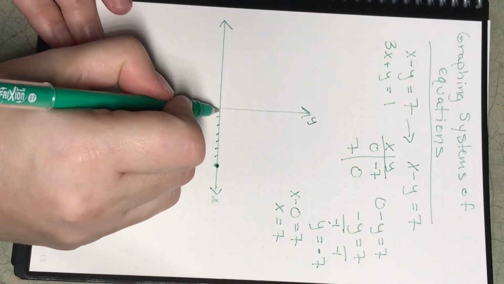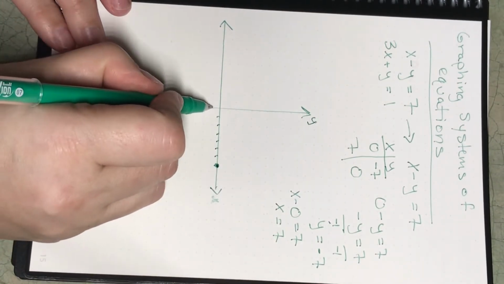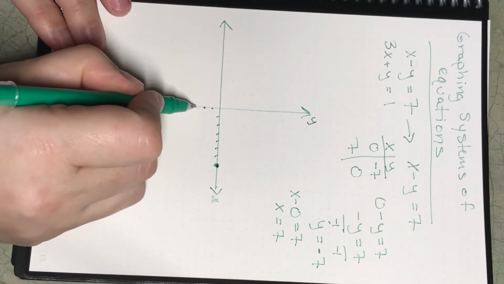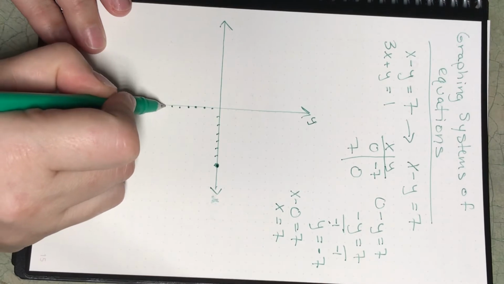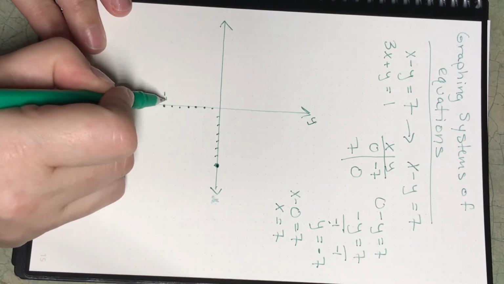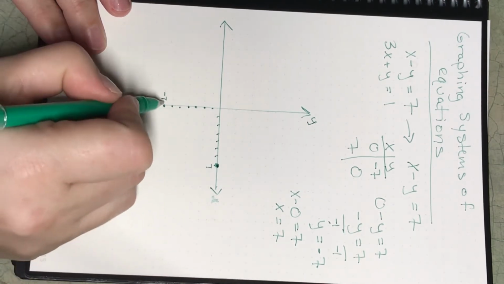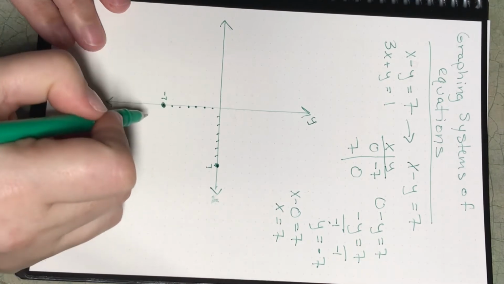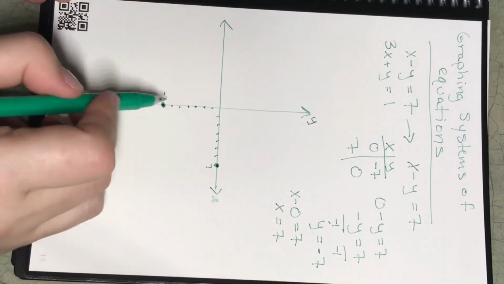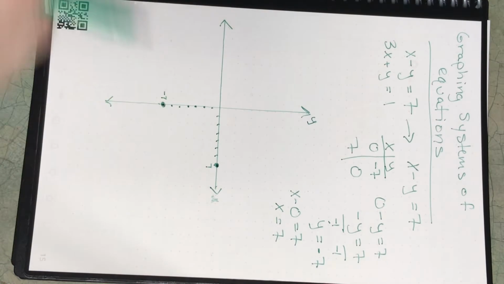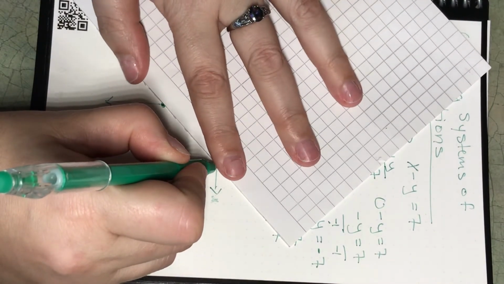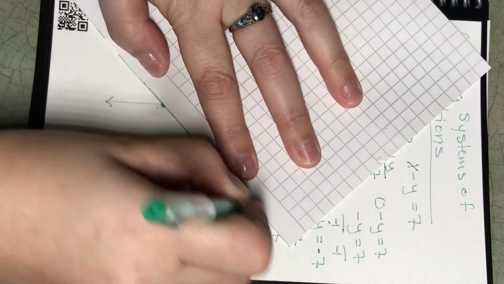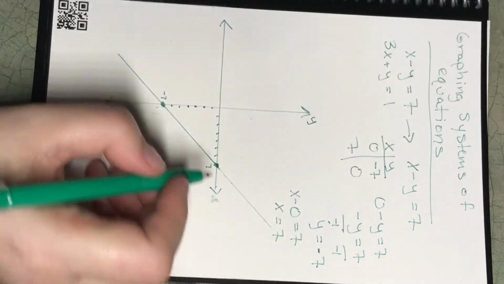And I also have a point at 0, 1, 2, 3, 4, 5, 6, 7. This is negative 7, this is positive 7. So I have this other point right here at 0, negative 7. So there's my other point. And then I can connect those dots. And here's my line.